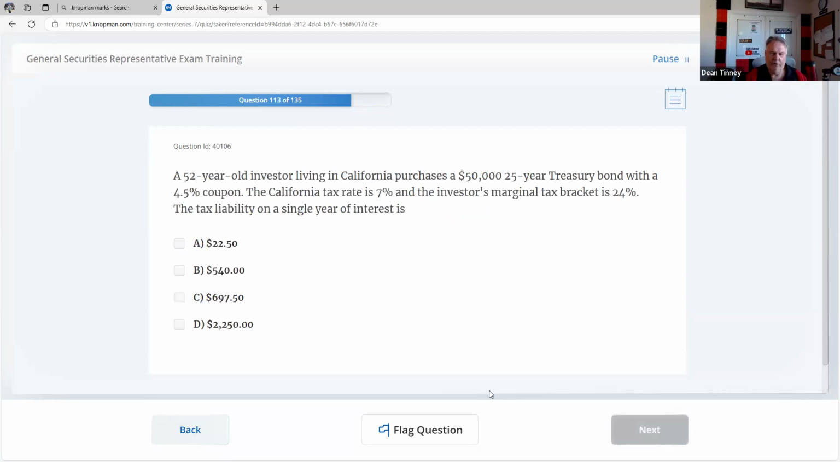A 52-year-old investor living in California purchases 50,000 of 25-year treasury bonds with a 4.5% coupon. The California tax rate is 7, and the investor's marginal tax bracket is 24. The tax liability on a single year of interest is.